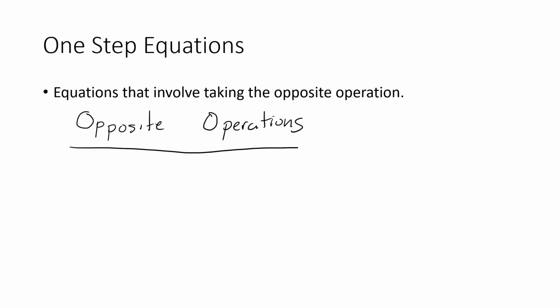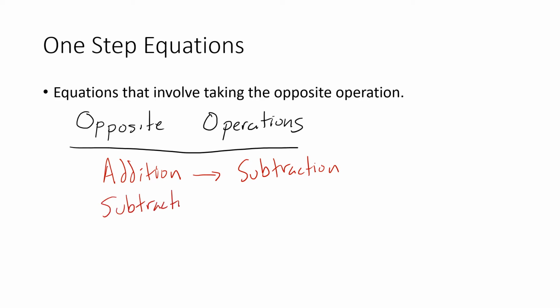When we look at solving one-step equations, we need to know the opposite operations. And this holds true for all equations, but especially for one-step equations because we're only going to do one step, it being the opposite. So when I look at addition, I think, what is the opposite of addition? Well, the opposite of addition is subtraction. It also works the other way. If I have a subtraction and I want to get rid of it, then I need to use addition.